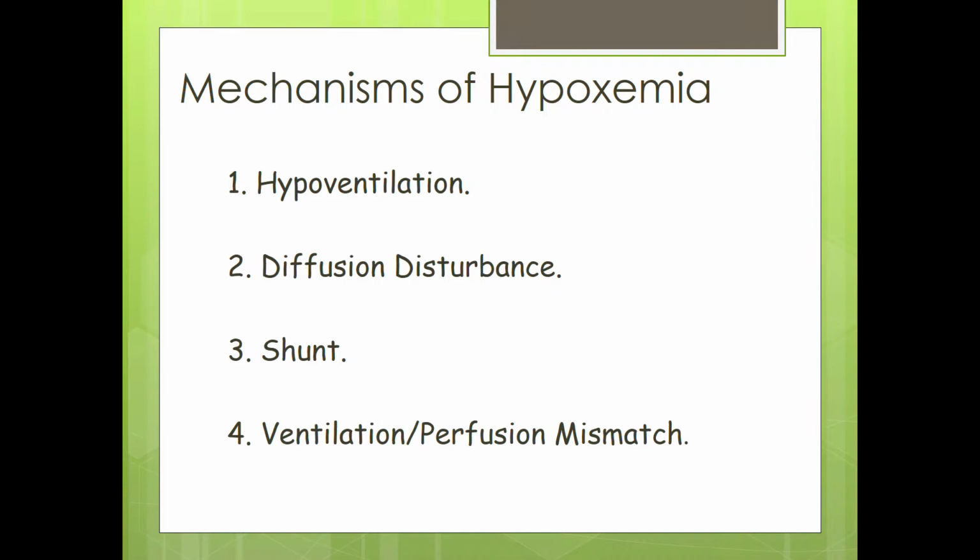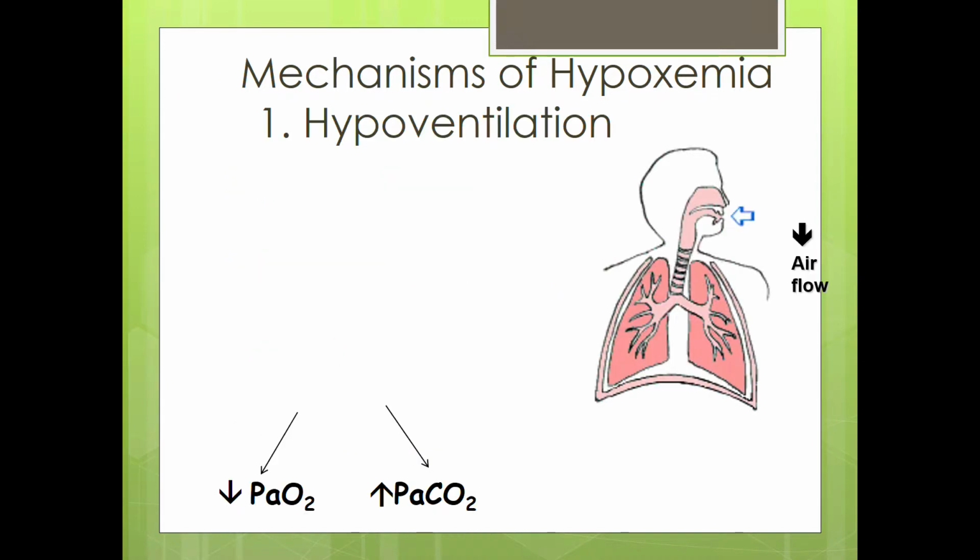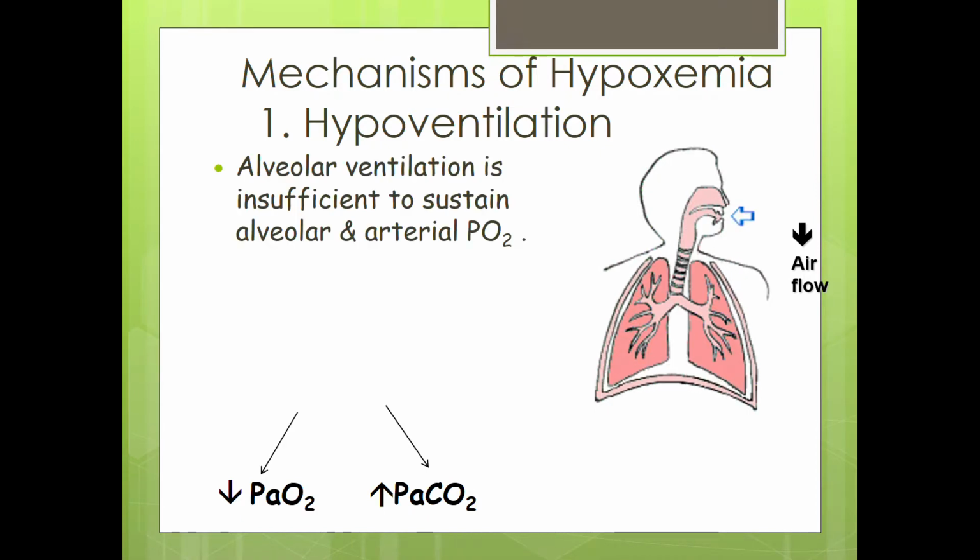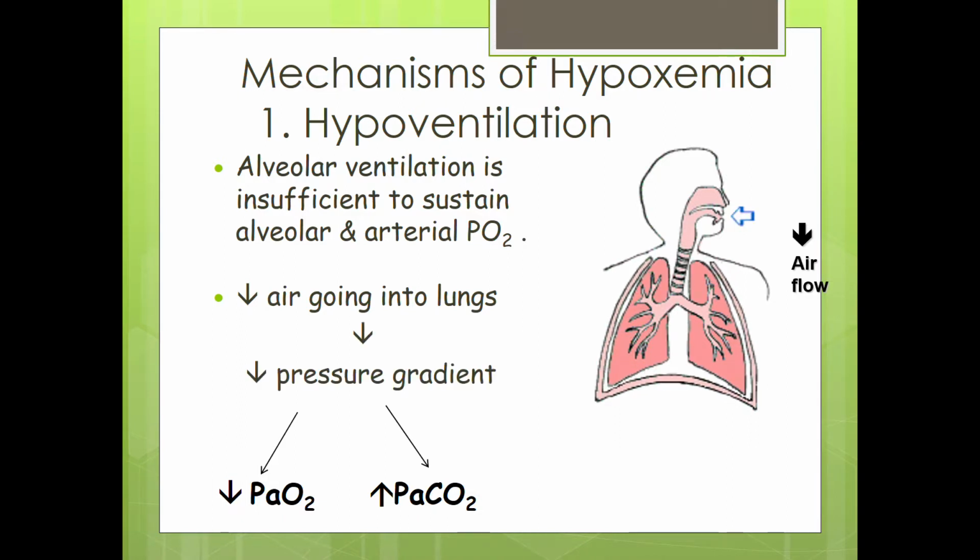So we'll just talk about the four mechanisms in a little bit more detail, and we'll start with hypoventilation. So during hypoventilation, obviously we are breathing slower. So alveolar ventilation is insufficient to sustain alveolar and arterial PO2. We're just not getting enough oxygen in. And that's due to a decrease of air going into the lungs. And because of that, we have a decreased pressure gradient. So we're going to end up having a decrease of PaO2 and an increase of PaCO2.